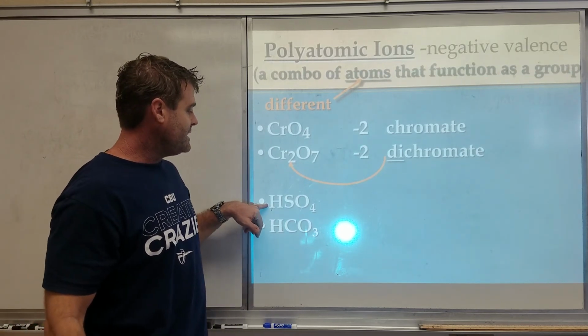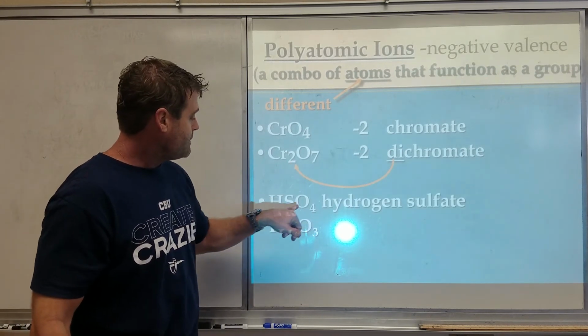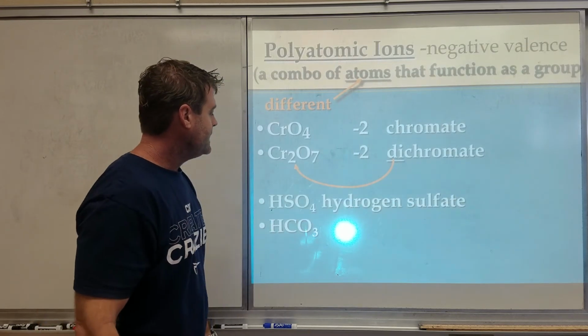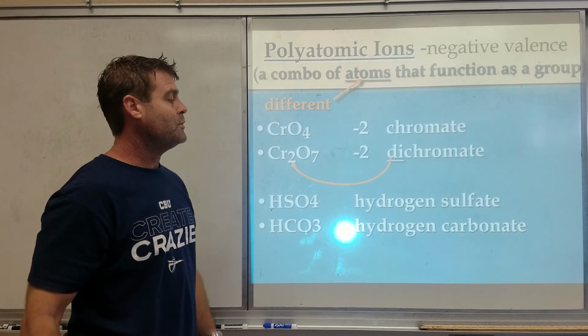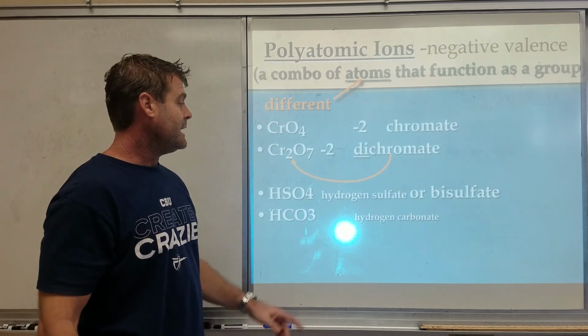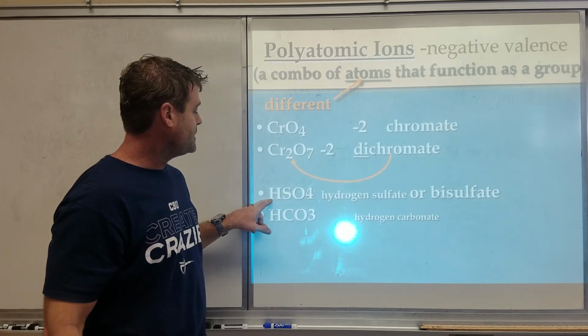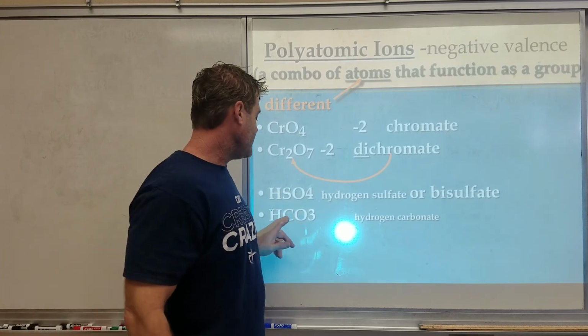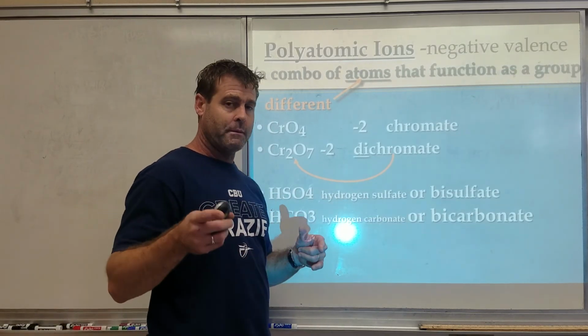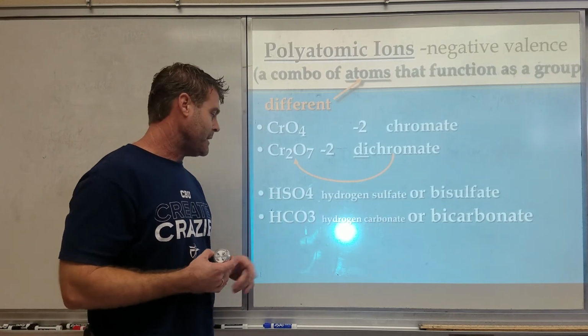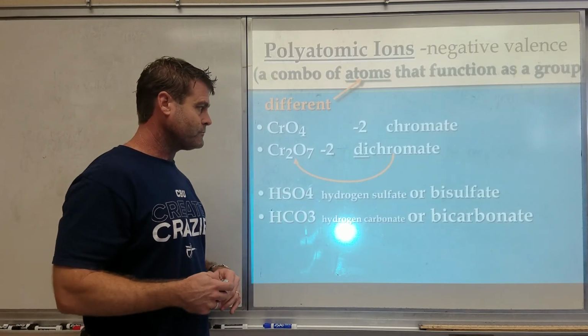Here, we talked about these briefly. You look on your valence sheet, the name is called hydrogen sulfate, and then this one is called hydrogen carbonate. But you remember, we can also call it bisulfate, with the hydrogen in front, and here, instead of hydrogen carbonate, you could call it bicarbonate. Like, you remember your baking soda was sodium bicarbonate, NaHCO3.